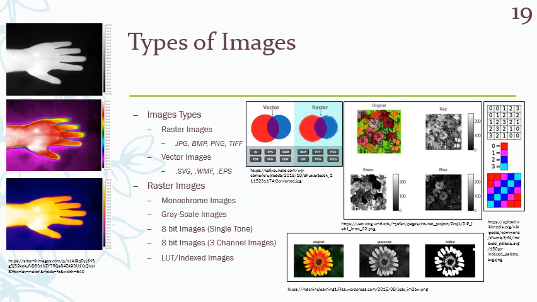In this slide, I want you to understand what different types of images there are and how they can be helpful in our jacquard designing. There are a lot of types of images, but raster images are the most basic type. They are generally JPEG images, BMP images, PNG images, TIFF images, and there is another category of images called vector images. Generally, they are SVG images, WMF images, EPS images.